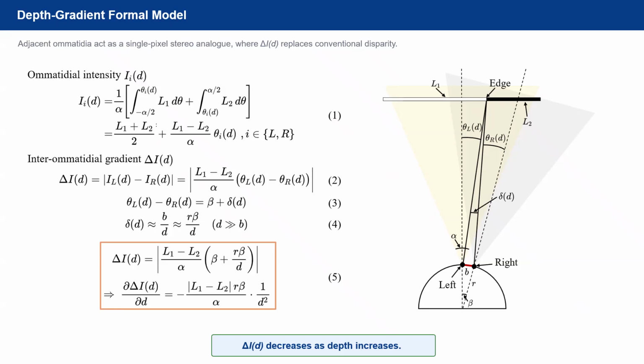In the figure on the right, two adjacent ommatidia observe a bright to dark step edge. Let theta sub I of d denote the signed edge offset at depth d. The corresponding intensity is I sub I of d, and the inter-ommatidial gradient is delta I of d. According to equation 3, the relative viewing angle consists of a constant beta term and a depth-dependent delta of d term. Equation 5 then shows that delta I of d decreases as depth increases.